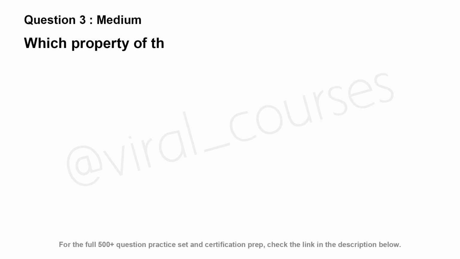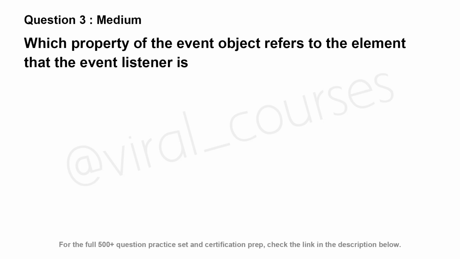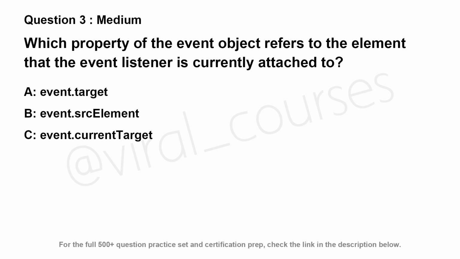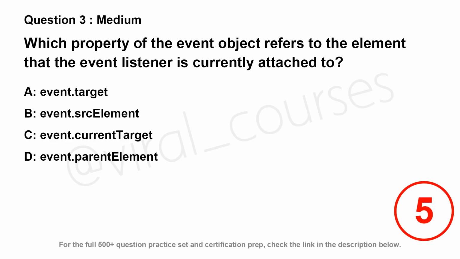Which property of the event object refers to the element that the event listener is currently attached to? Option A, event.target. Option B, event.srcElement. Option C, event.currentTarget. Option D, event.parentElement.